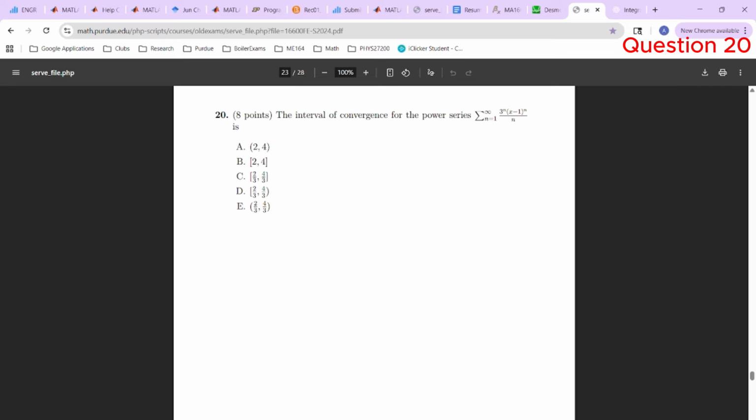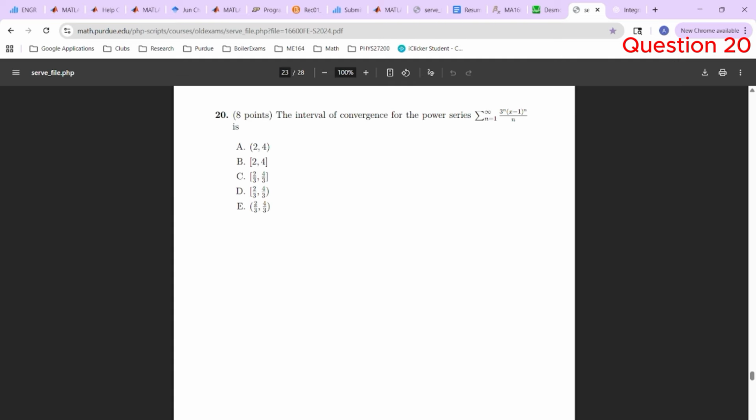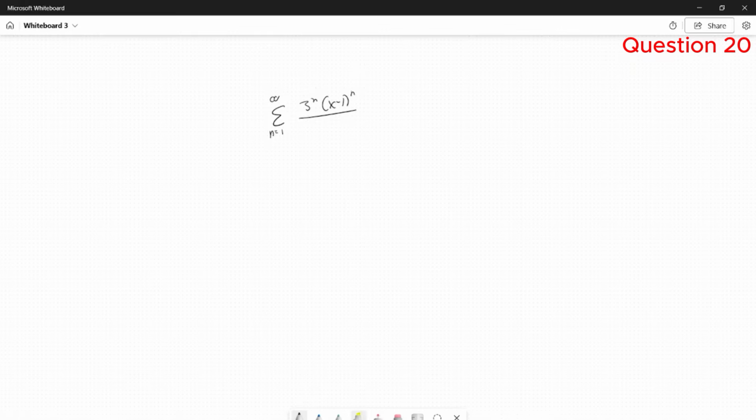Now let's begin. The interval of convergence for the power series, the series from n equals 1 to infinity of the terms given, is, and then we're given five different options. So before I even begin, let me transfer over this series here. From n equals 1 to infinity, we have 3 to the n times x minus 1 to the n, and all of that over just n. So we have our series here.